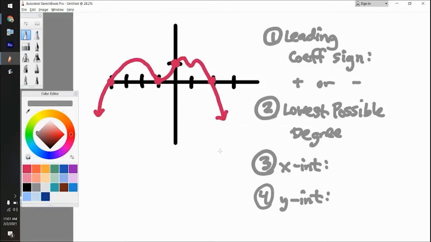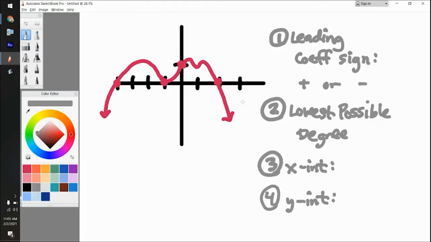Set timer for 2 minutes. Okay, 2 minutes and counting. Take it easy. All right, sorry about that.